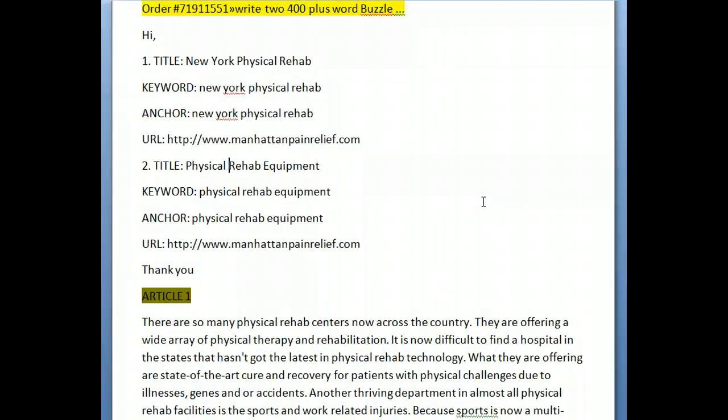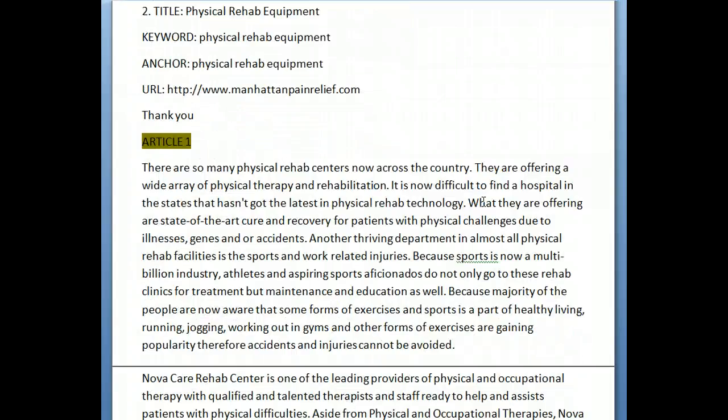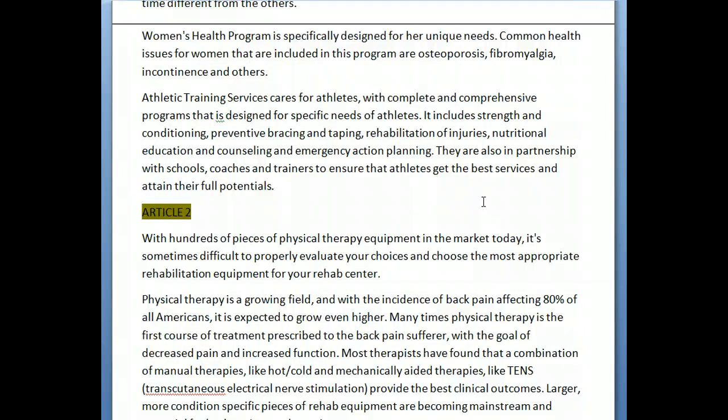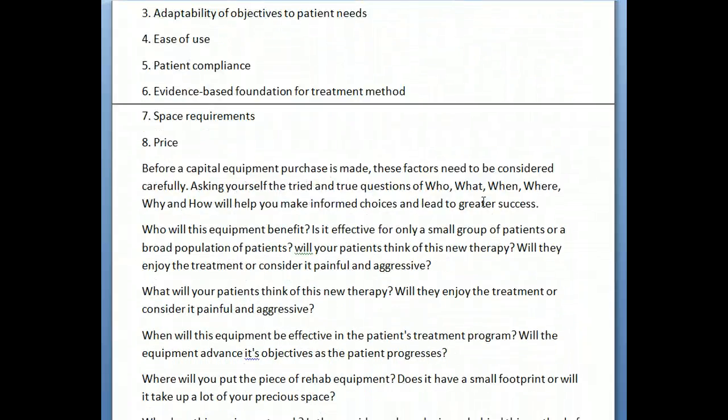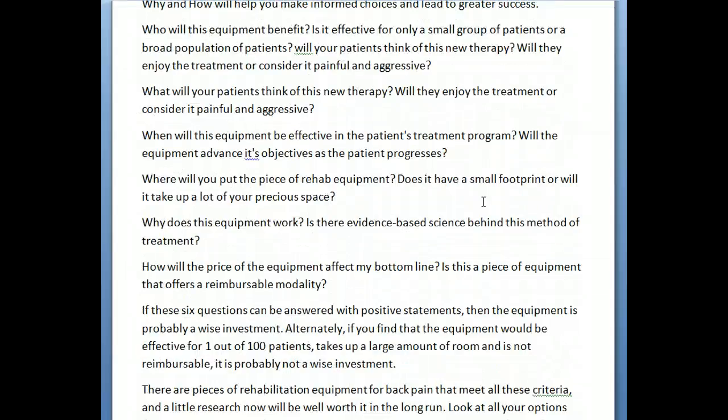Similarly, in a general article here, which when I say general, is not as location specific as the primary article or the first article, where it says physical rehab equipment. The second bit of research found in Article 2 research here would be much more general and hence much easier to rewrite. So you wouldn't have to be sticking in anything in terms of trying to get it localized per se.